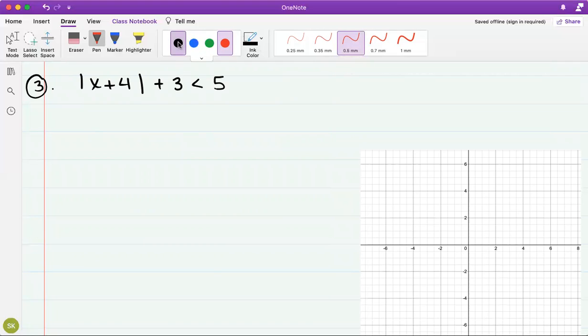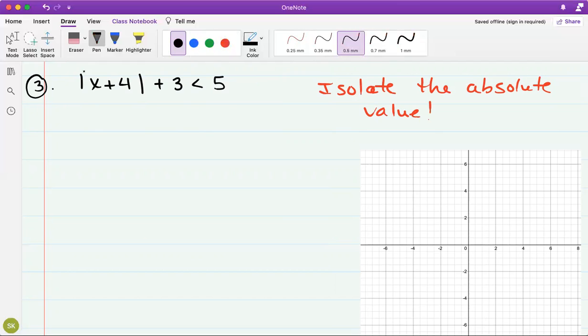Okay, this is the third problem. We have the absolute value of x plus 4, plus 3, is less than 5. So again, we always want to isolate the absolute value. That's the first thing we should do. Notice that on the left-hand side of this, I have a plus 3. So the absolute value is not by itself. So let's move that over. Subtract 3 from both sides, we get 2.